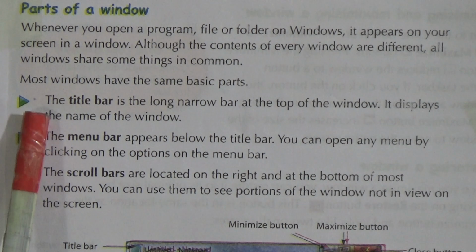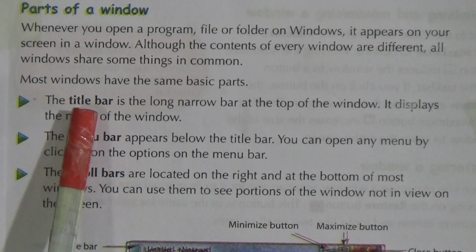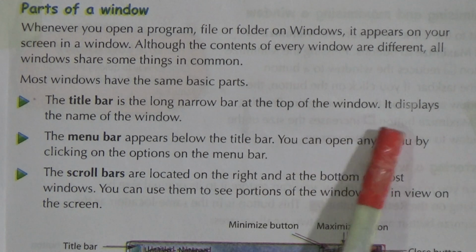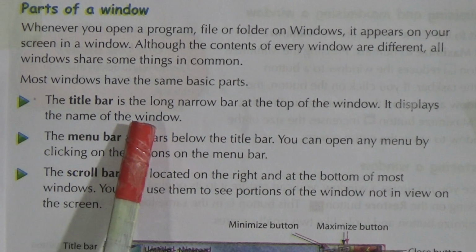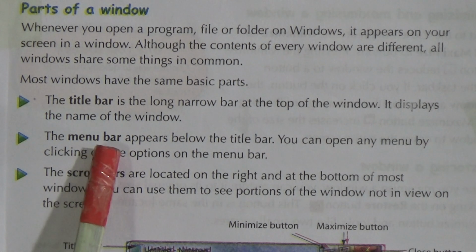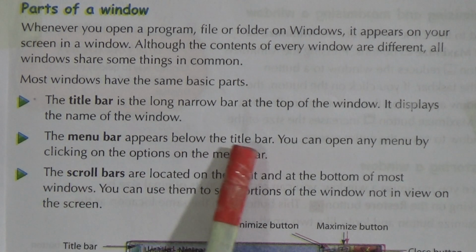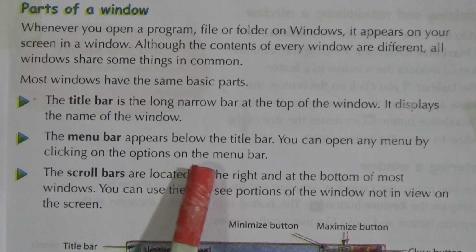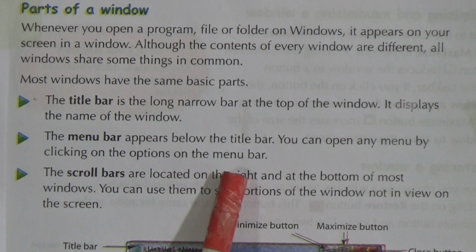Let's see. The first part is the title bar. The title bar is the long narrow bar at the top of the window. It displays the name of the window. Next is the menu bar. The menu bar appears below the title bar. You can open any menu by clicking on the options on the menu bar.